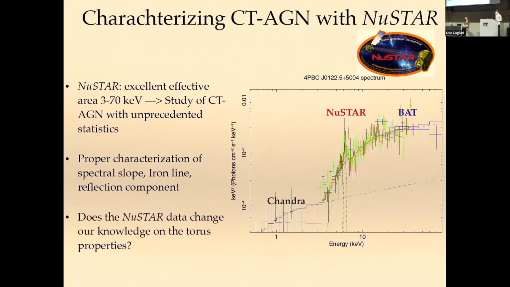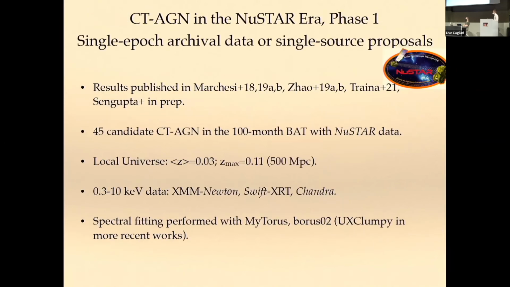So the first question that we had in our multi-year project was, if we add NuSTAR to our spectra, how does this change the knowledge on the torus properties? So we started analyzing archival data or sources for which we got proposals on single objects. The results have been published in a series of papers, a couple of works by Shuri Zhao, a recent paper by Alberto Traina, and also a work by Dhruv Sengupta, which is in preparation, and there's a poster here if you want to hear more details.